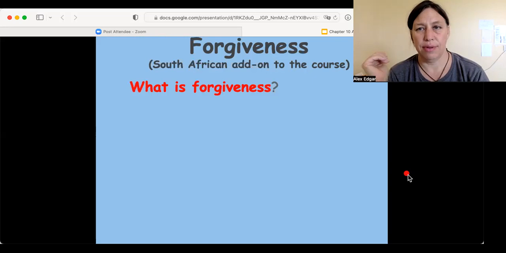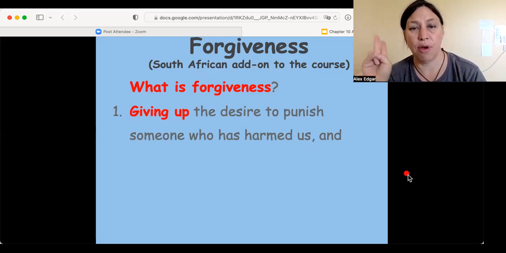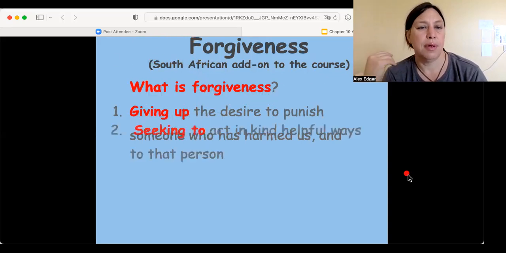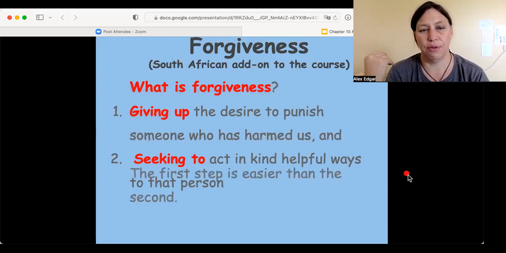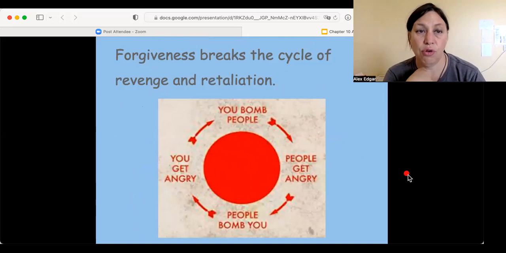Okay, forgiveness. What is forgiveness? It has a negative attribute and a positive attribute. The negative is giving up the desire to punish someone who has harmed us. And positive in the sense of the absence or the removal of something. Positive, actually wanting to help that person. Far more difficult than the first one. But both are useful. This breaks the cycle of revenge and retaliation, the endless feuding that can go on for eternity if you don't forgive.